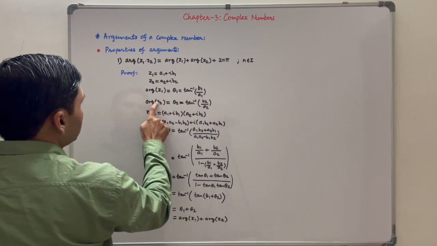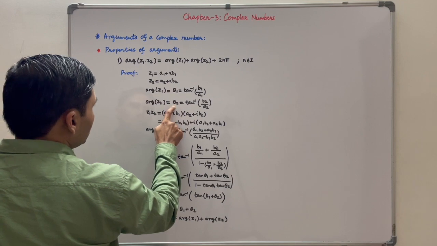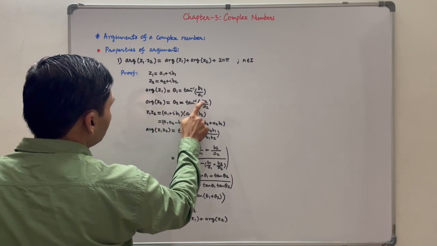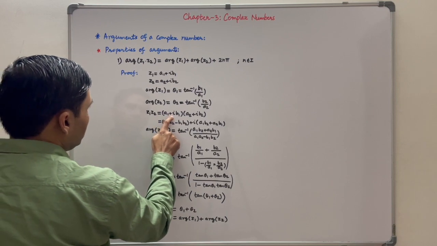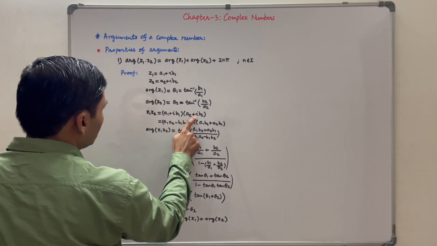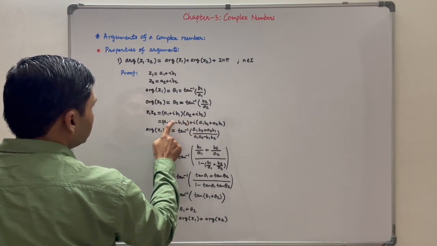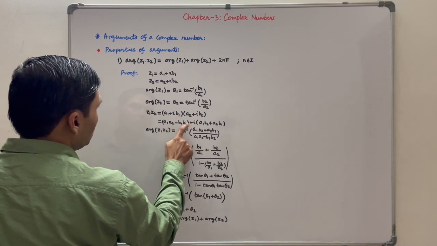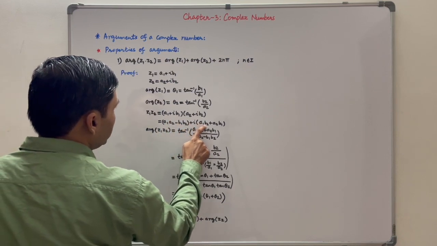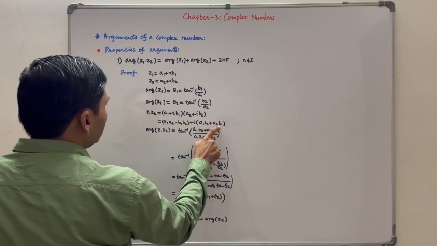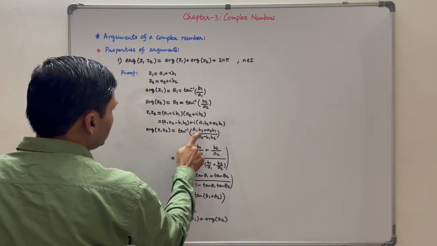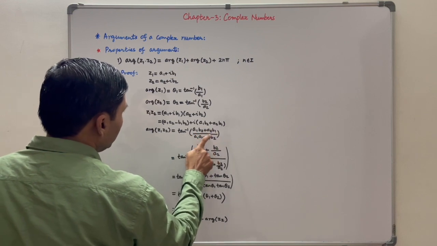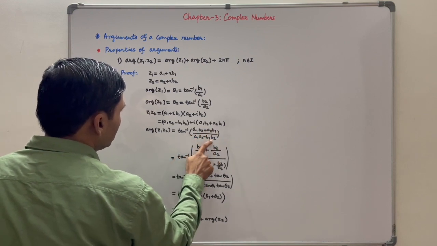Argument of Z2, let's say theta 2. So theta 2 is equal to tan inverse B2 upon A2. Z1 Z2 is equal to A1 plus iB1 into A2 plus iB2. This can be simplified as A1 A2 minus B1 B2 plus i into A1 B2 plus A2 B1. Argument of Z1 Z2 is equal to tan inverse A1 B2 plus A2 B1 upon A1 A2 minus B1 B2.